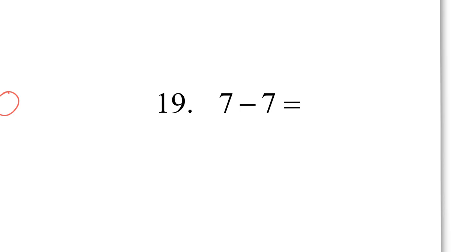7 minus 7, 0. Now let me show you this one here. There's a positive on the left side of the 7. Minus 7 is negative. So they have different signs, one positive, one negative. 7 minus 7, 0.